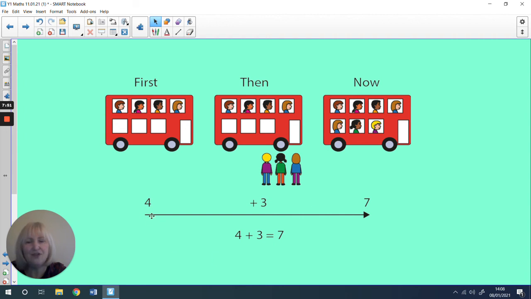Can you see the number line? 4 and 3 more totals 7 altogether. And the number sentence, 4 add 3 equals 7. Remember that equals means is the same as. 4 add 3, so that's 7 on this side, and on that side equals is a bit like the balance, isn't it? There's 7 on the other side too.